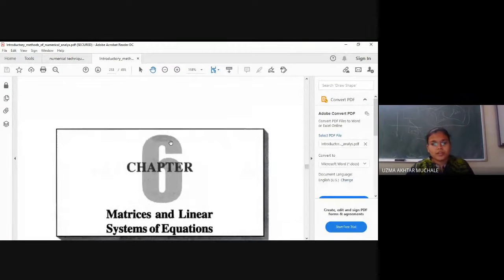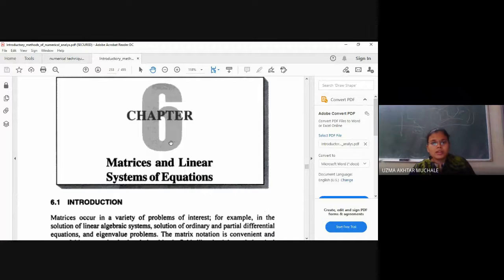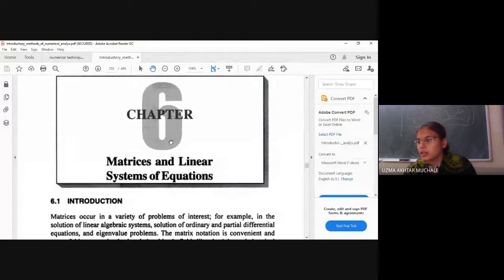Good afternoon, everyone. So we'll go to our third chapter. That is, we have to study the numerical solutions of system of linear equations. Okay, numerical solutions of system of linear equations. That means here we are going to study what linear equations are and how to solve linear equations with the help of numerical methods. Okay.